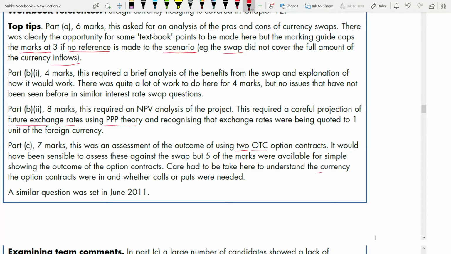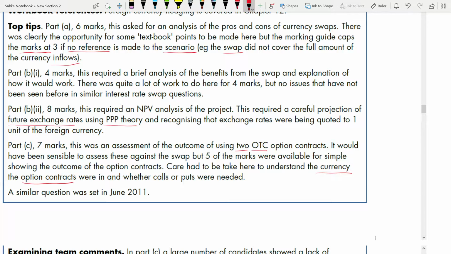Very important is this: in which currency the option contracts are in. Very, very important, because based on that only you will decide whether it's a put or a call, whether you will go for a put option or whether you're going to buy a call option. If you make a mistake there, your premium, your outcome using options, the amount you're going to hedge using options, everything will turn out wrong because of that single mistake.